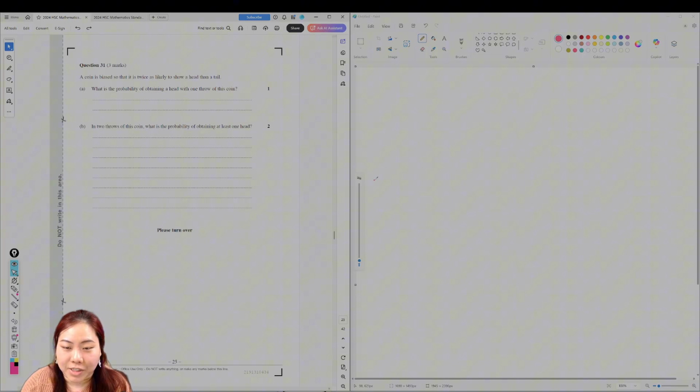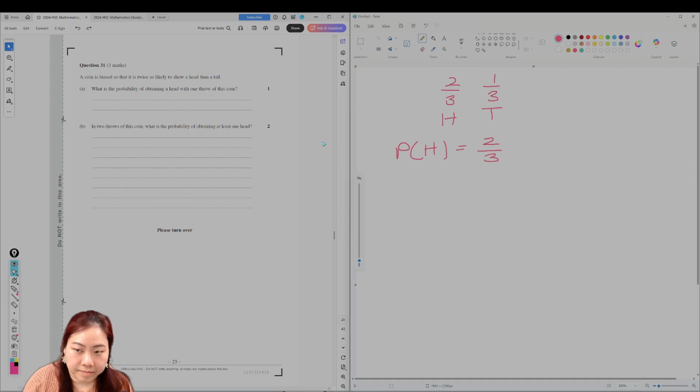Let's keep going. Question 31. 3 marks. A coin is biased so that it is twice as likely to show a head than a tail. A. What is the probability of obtaining a head with 1 throw of this coin? It's twice as likely to show a head, which means it's 2 out of 3. Right? So 1/3 would be tails, 2/3 will be heads. So probability is 2/3. I should write it down properly. Probability of head is 2/3, like that.